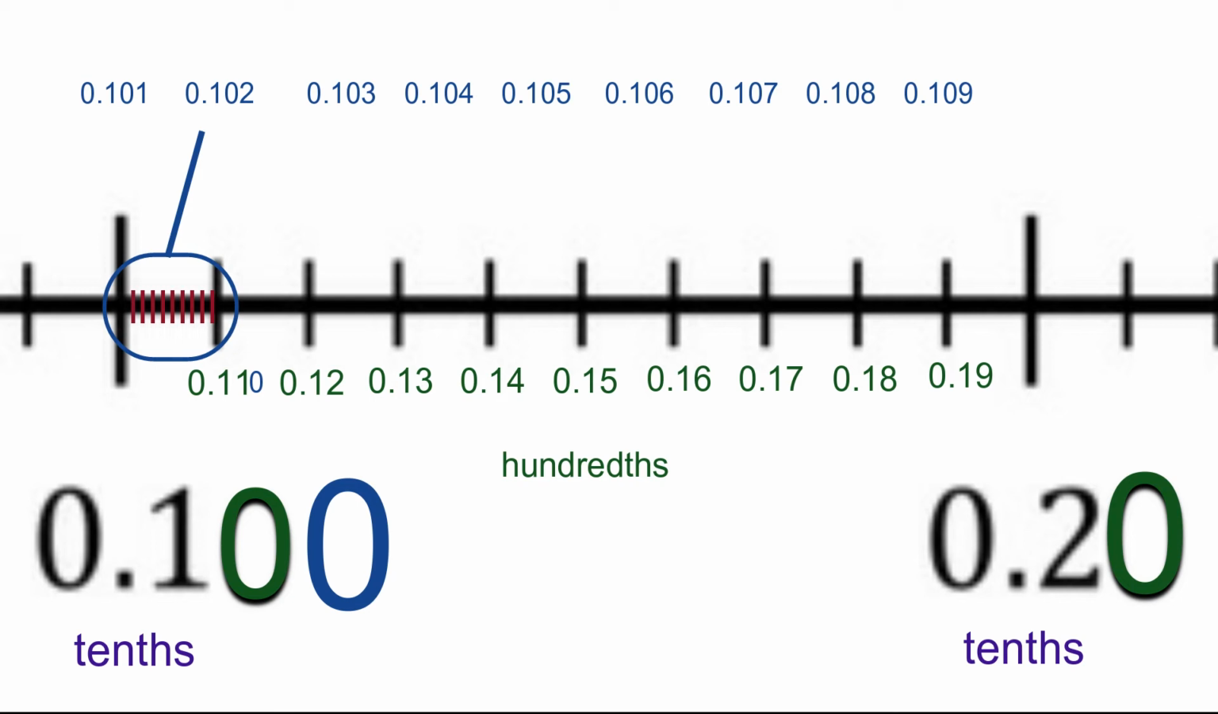Now what I want you to do in the comment section below is try to count up in thousandths from 0.14 to 0.15. Remember, 0.14 is 1/10, 4 hundredths, and 0 thousandths. So you just add 1 in the thousandths place each time until you get to 0.15.